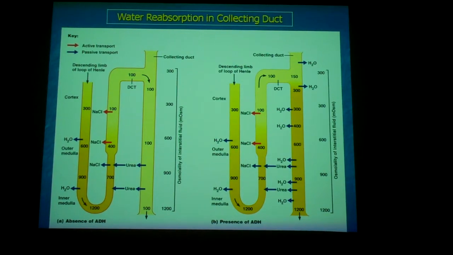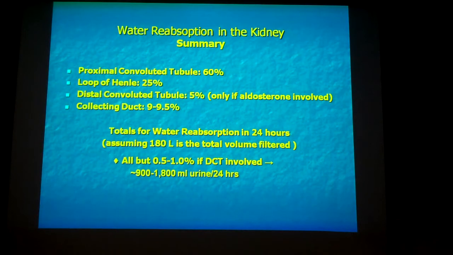So what's happening here in these long loops of Henle, remember we said that the long loops have the ability to concentrate the urine? So as you pull water out of the collecting duct, you increase the concentration of the urine, don't you? And so this urine that's dripping out here has an osmolality of 1,200 milliosmoles per liter. It's because we're absorbing more water out of the collecting duct. All right, so let's summarize our water reabsorption.